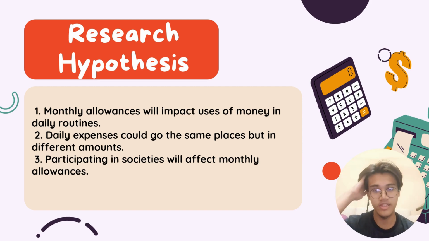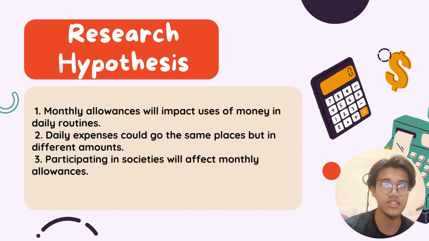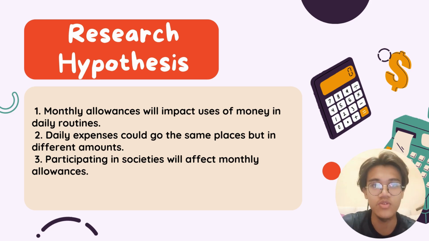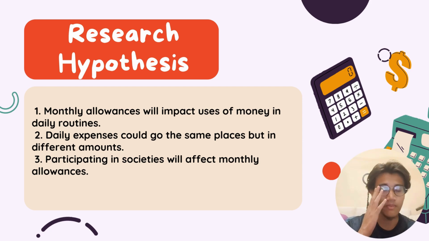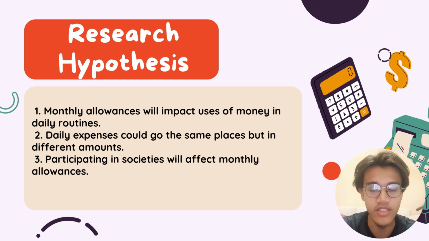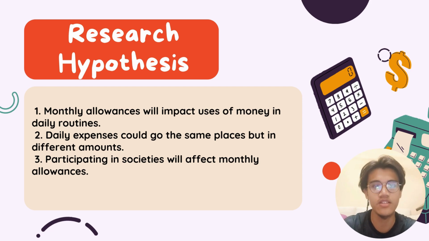I'll be presenting to you the research hypothesis. There are three hypotheses from our research. The first one is that monthly allowances will impact the use of money in daily routines. The second one is that daily expenses could go to the same place but in different amounts. And the third is that participating in societies will affect monthly allowances.